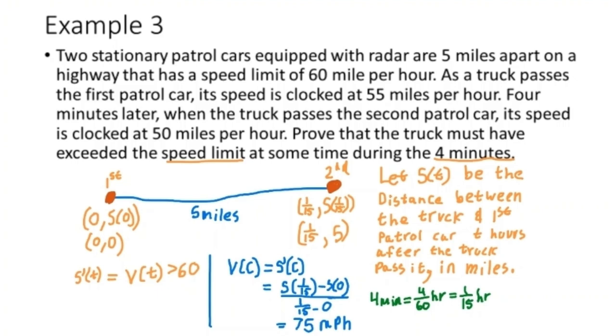So, thanks to the mean value theorem, we can conclude that at some point in time between the 2 patrol cars, the truck exceeded our speed limit of 60 miles per hour, because somewhere it had to go 75 miles per hour. Could it have gone faster? Yes. But all we know for sure is that it did exceed our speed limit by at least 15 miles per hour.